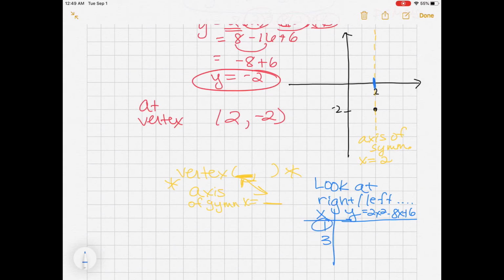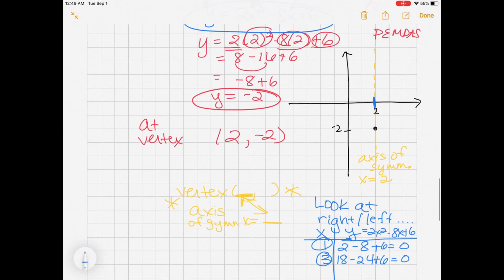So 1 squared is 1 times 2 is 2, minus 8 times 1 is 8, plus 6. And we get 0. And then we plug 3 in here. So we go 3 squared is 9 times 2 is 18, minus 8 times 3 is 24, plus the 6. And we also get 0. So that's kind of fun because we know those points are (1, 0) and (3, 0). And we can finish out that parabola.